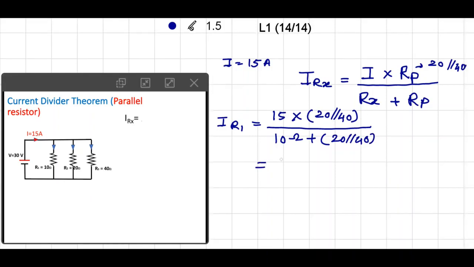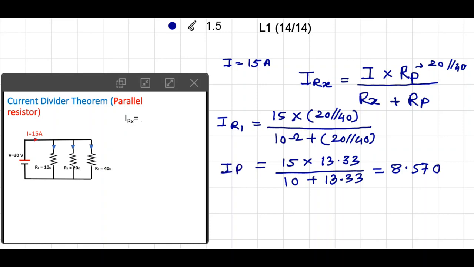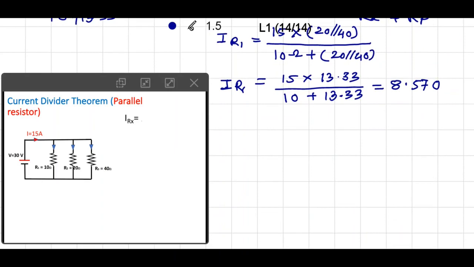This is equal to 15 multiplied by 13.33 divided by 10 plus 13.33, and that value is exactly equal to 8.570. So we get IR1 is equal to 8.570.